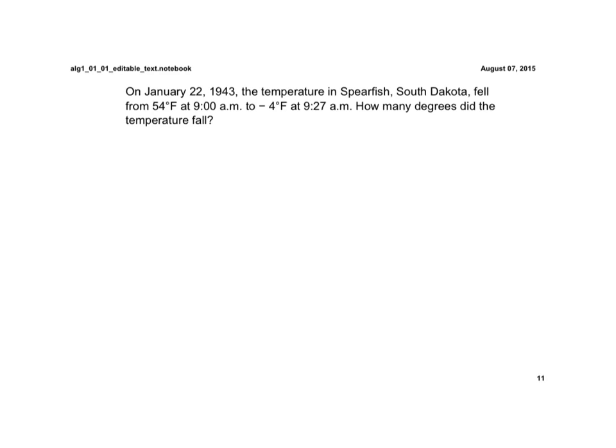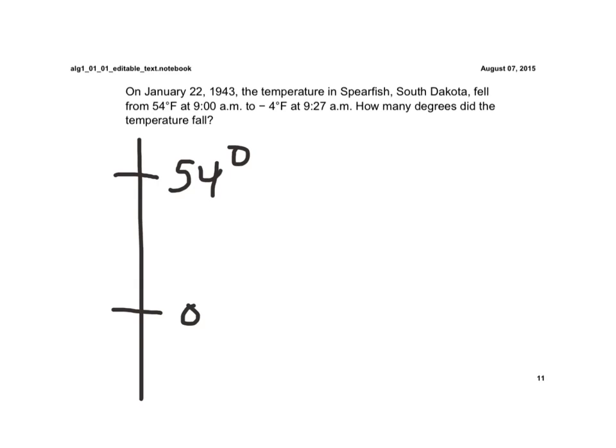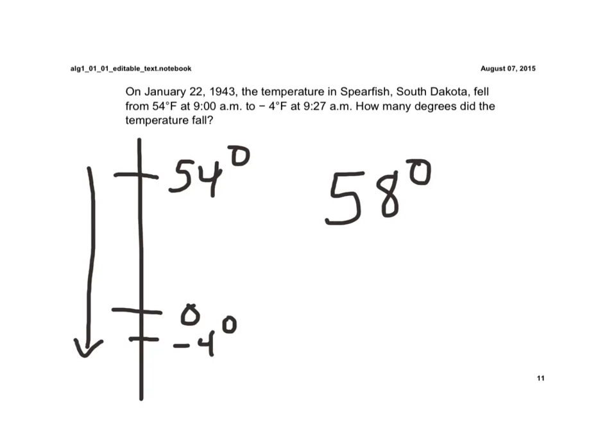Well, it really would help if we thought about it on a thermometer. So if we have a thermometer here, and we put 0 here, and we go 54 degrees here, well, a negative would be down here, negative 4 degrees. And so if we want to know how far it dropped from here to here, well, we have to go 54 degrees just to get to 0, and then another 4 degrees to get to negative 4. So I would say that the temperature fell a total of 58 degrees.